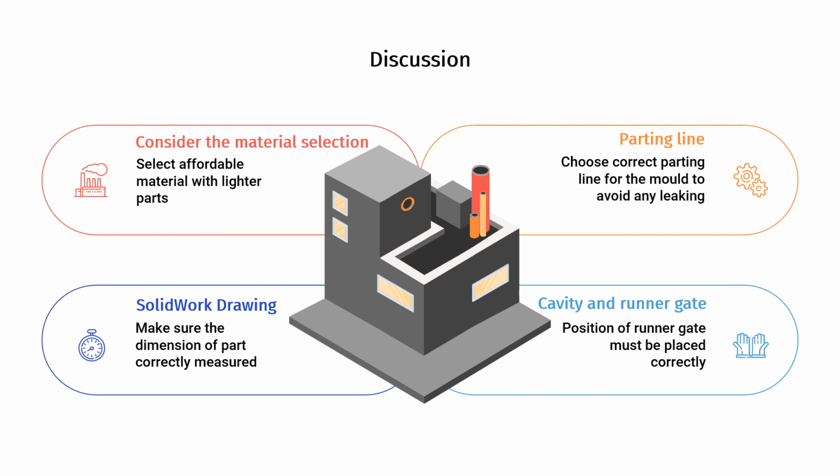Basically the cavity and runner gate is about the position of the runner gate, which must be placed correctly. This is because the runner gate ensures the molten plastic enters the mold cavity quickly. So the position of the runner gate is important to make sure that the molten plastic spreads equally into the cavity.